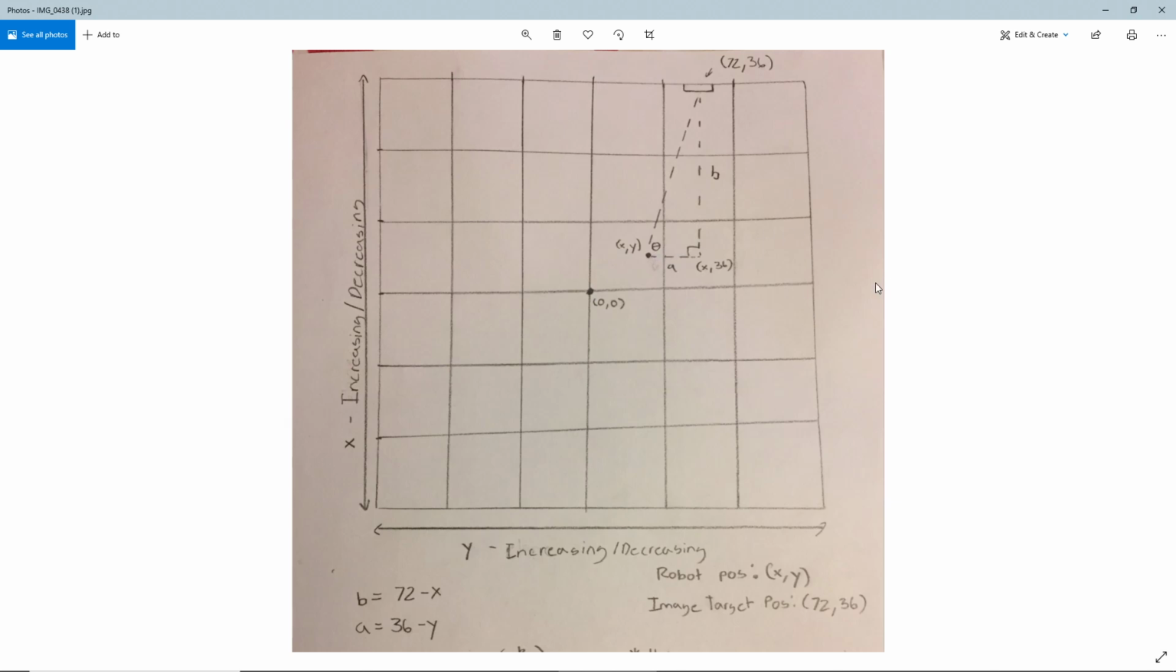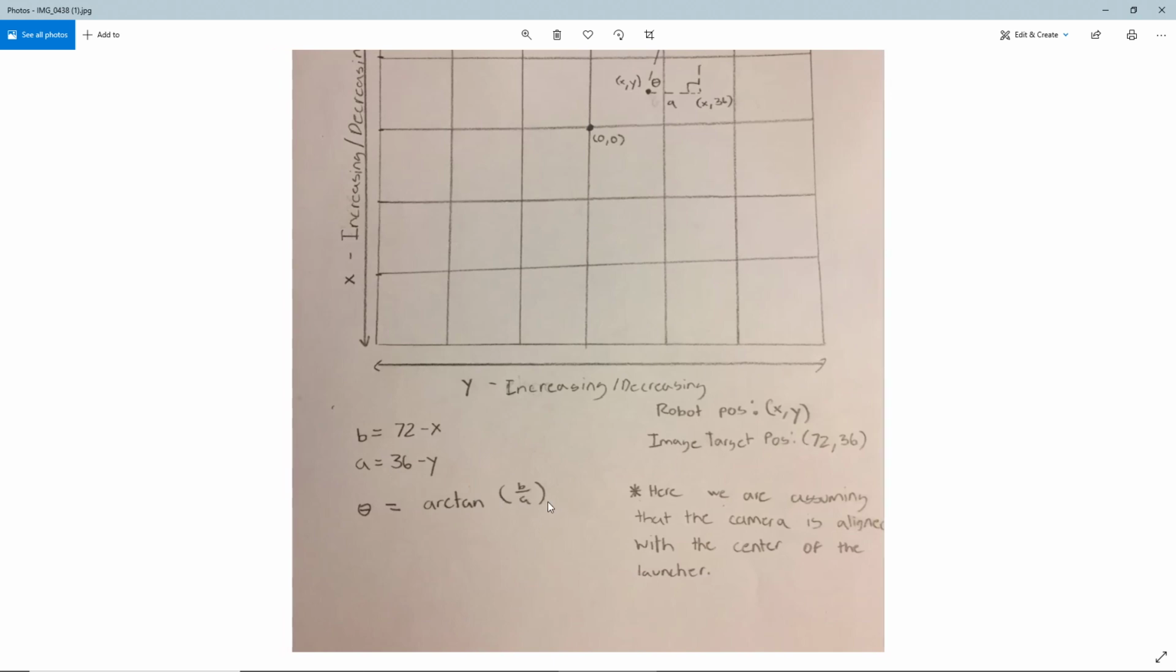We want to find this. B is... so I've drawn a right triangle to try and determine theta. In order to make a right angle, we have this coordinate x, 36. If I draw a line down all the way, perpendicular to this line that I've drawn from this point, we can create a right triangle. Then if we know B and A, we're able to determine theta by using arctangent. So if we can find the arctangent of B over A, we can find theta.